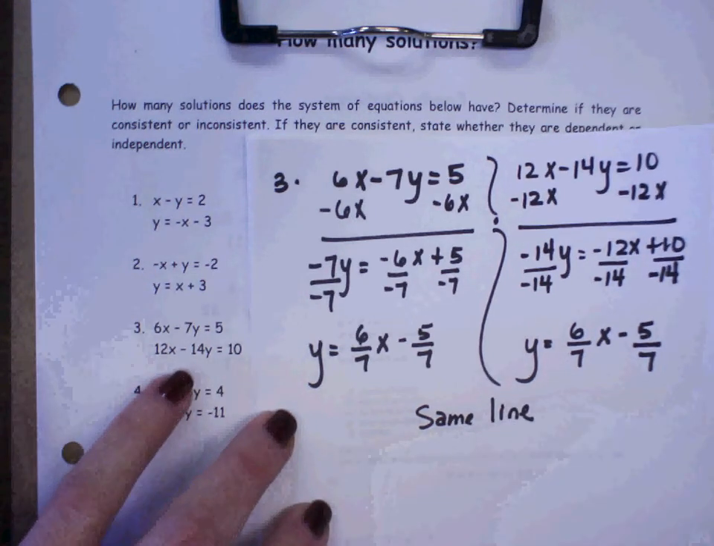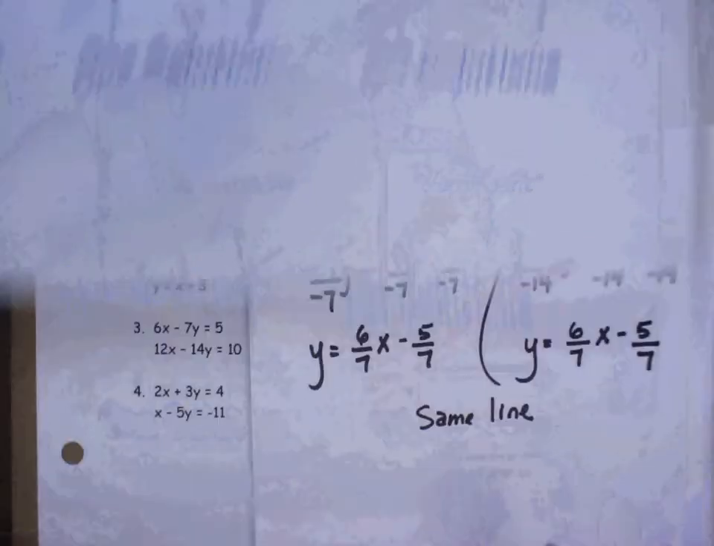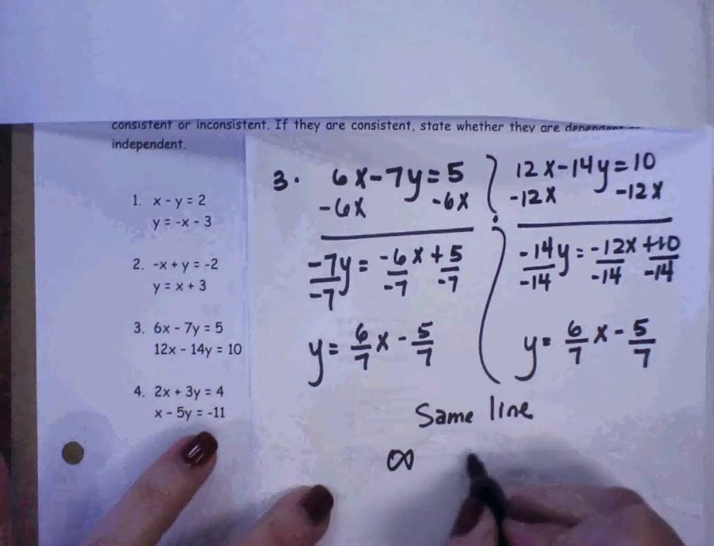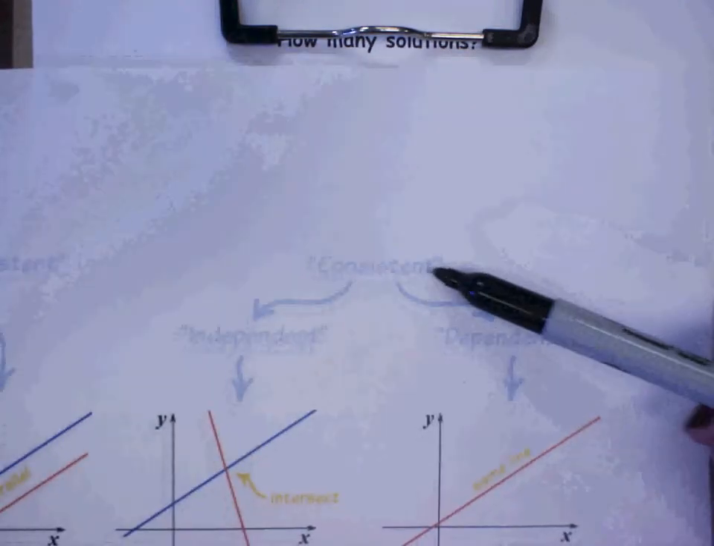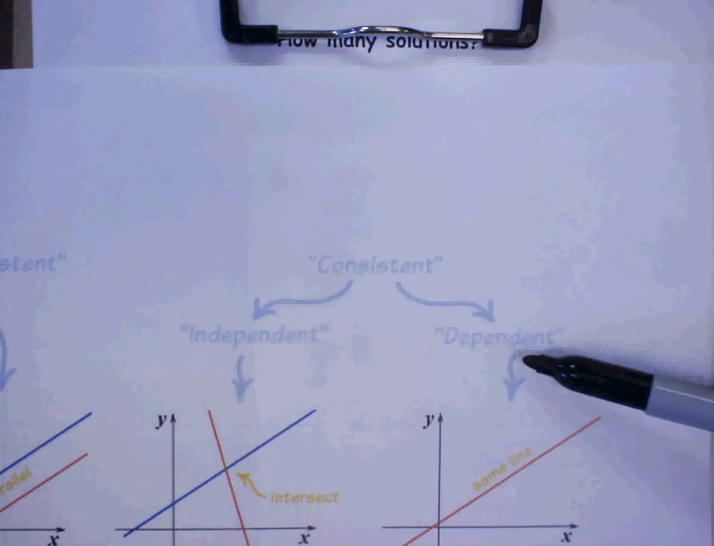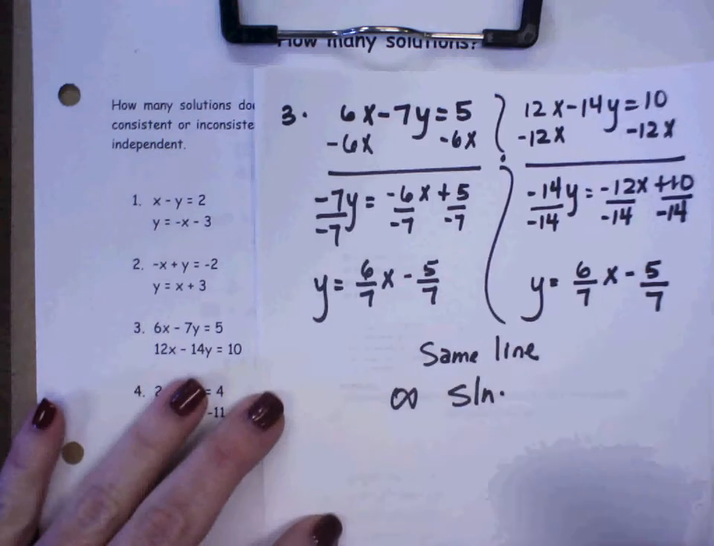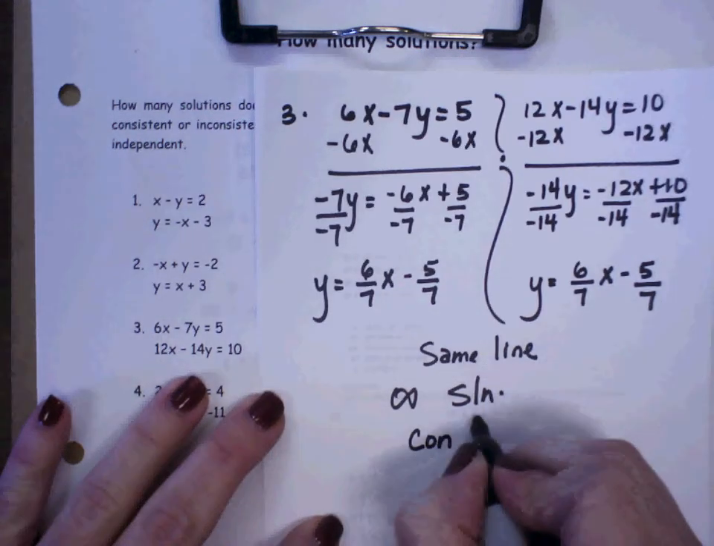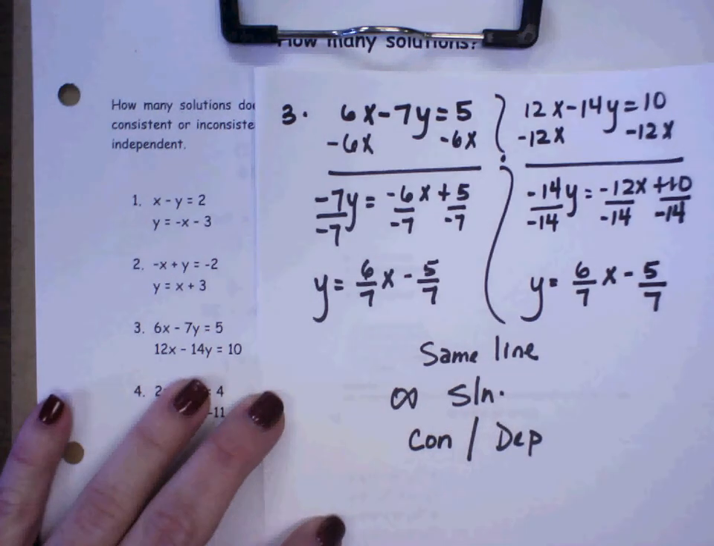So because they have the same line, they're going to have an infinite amount of solutions. And they're going to be consistent and dependent. They depend on each other because it's the same line. So consistent and dependent. So CON for consistent, DEP for dependent.